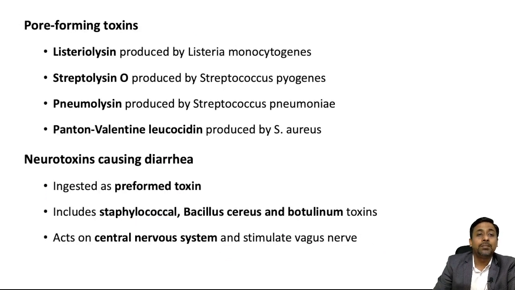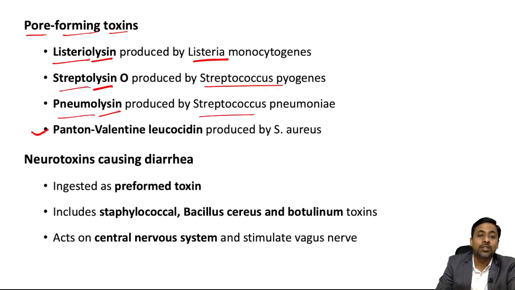Apart from this, there are certain more pore forming toxins, and if you see, most of the pore forming toxins are lysin toxins, like listeriolysin produced by Listeria monocytogenes, streptolysin O produced by Streptococcus pyogenes, pneumolysin produced by Streptococcus pneumoniae, and this Panton-Valentine leucocidin. Apart from TSST, exfoliative toxin and the enterotoxin, Staphylococcus aureus also produces a toxin known as Panton-Valentine leucocidin, which is a pore forming toxin.